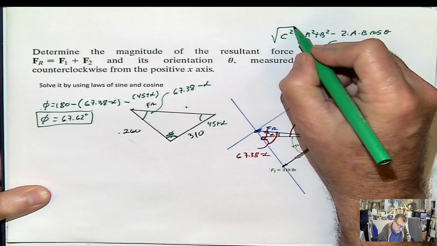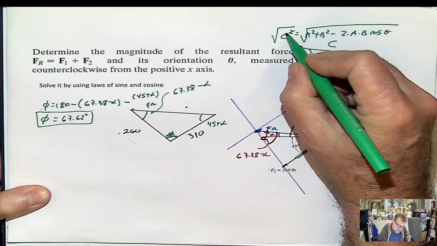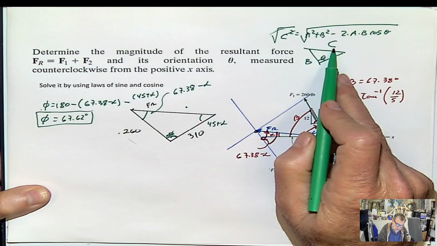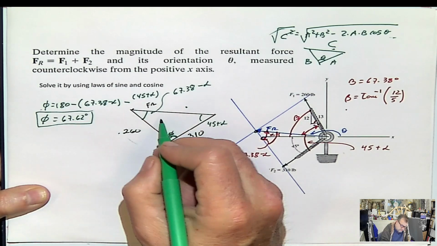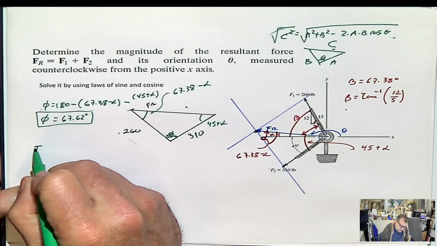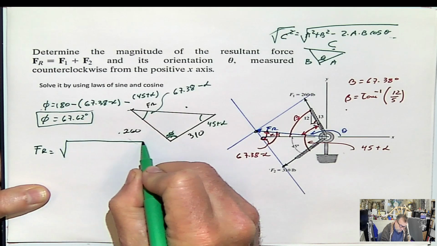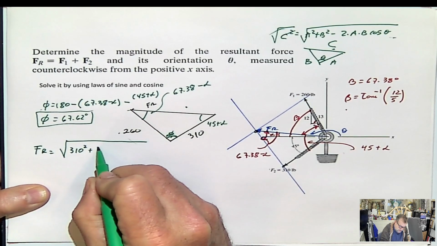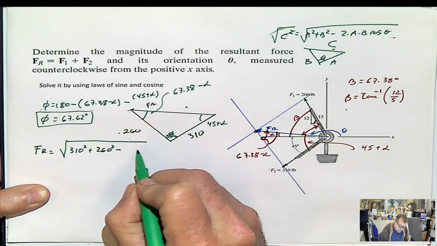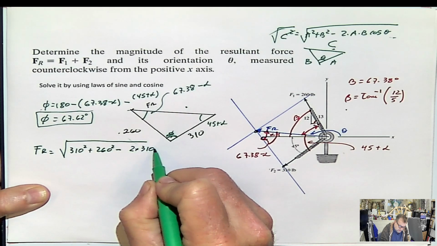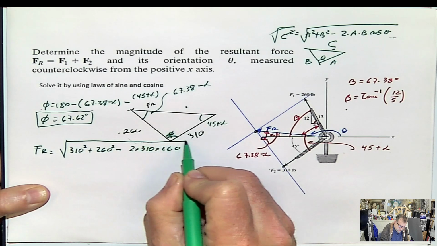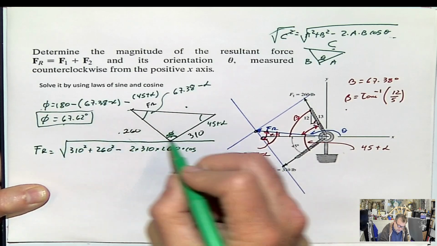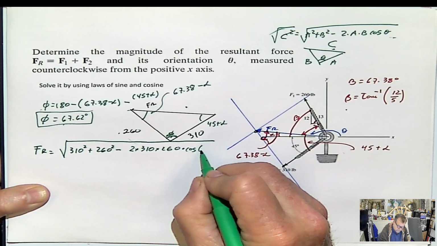And I can take the square root of both sides, and this cancels. So basically I have that the third side, which is this one, is going to be the square root of this. And I'm going to do that. The third side, the resultant force in this case, is the square root of 310 squared plus 260 squared minus 2 times 310 times 260 times cosine of this angle. And this angle we just determined to be 67.62.